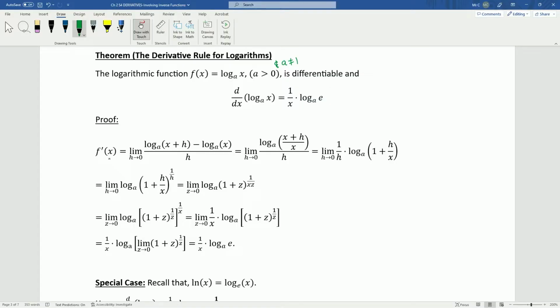So f prime of x equals the limit as h goes to 0 of f of x plus h minus f of x over h. That's our derivative definition. Now here, log base a of x plus h minus log base a of x is log base a of x plus h over x. That's just the quotient rule for logarithms. So this is the quotient. This is not a derivative rule. This is the quotient rule for logs.